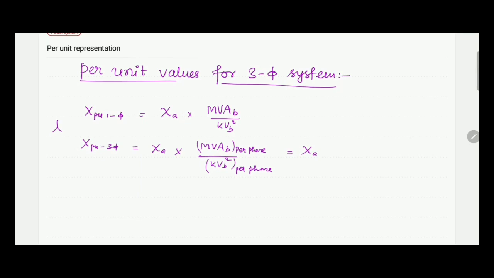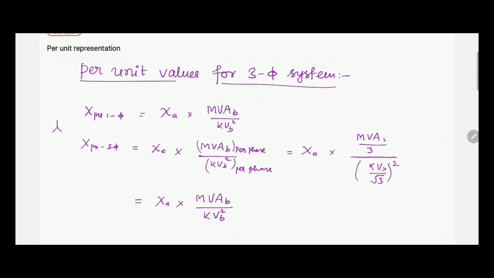So on solving, we will be getting XA multiplied by per phase MVA, which will be equal to MVA base divided by 3, as this is a three-phase system, and voltage will be kV base divided by root 3 whole square. On simplifying this, we will get XA multiplied by MVA base divided by kV base square.